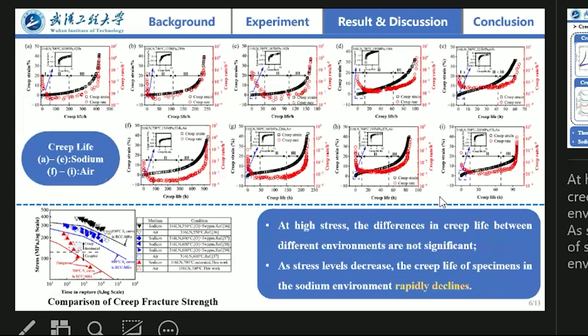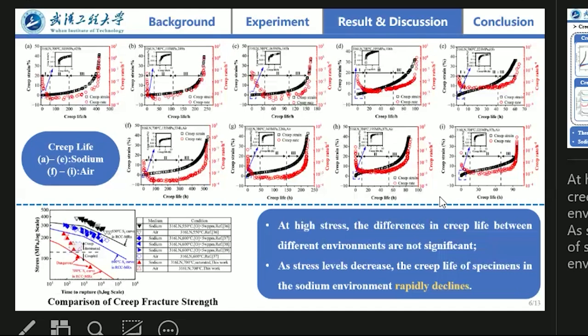Okay, now I show you the results. You can see in these nine pictures, they are all creep curves in sodium and air. A to E is the creep behavior in sodium, and F to I is the creep behavior in air. We put the creep life into this picture and compare it with the RCC standard and other papers. At the high stress zone, the difference in creep life between different environments is not significant.